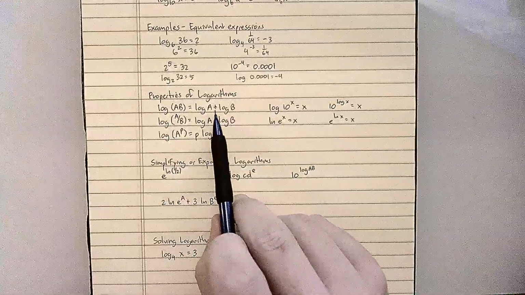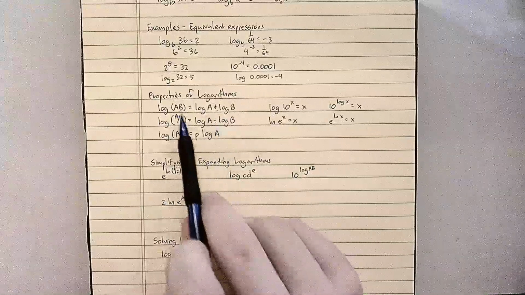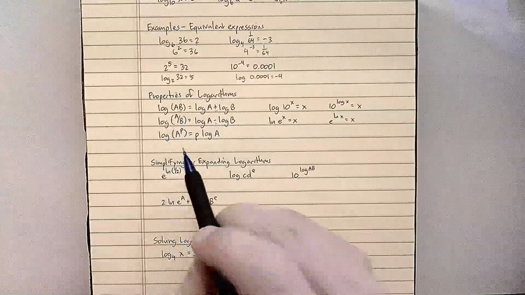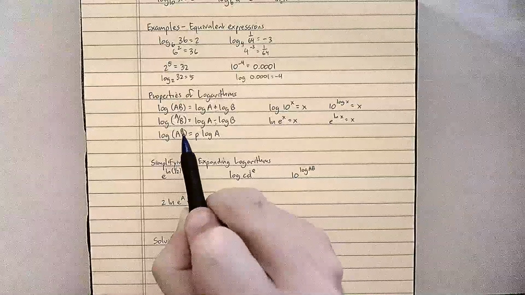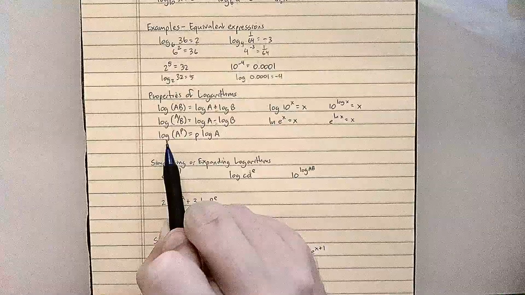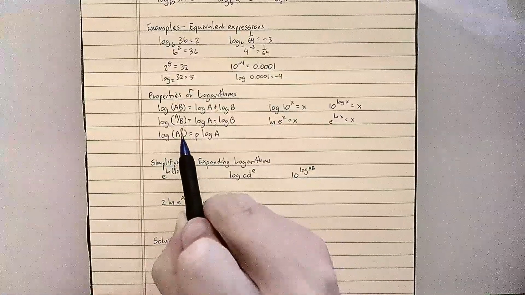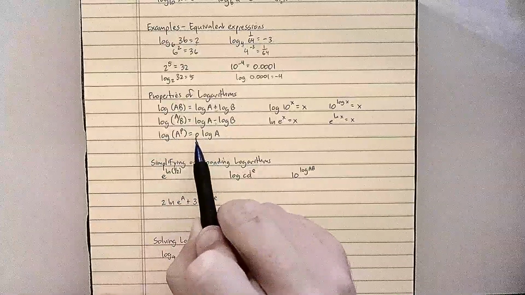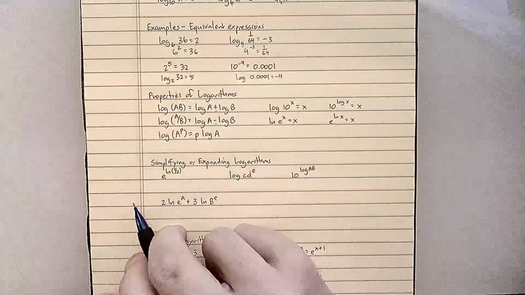So make sure that we know the difference here. We get a plus sign when it's a product, but a minus sign when it's a quotient. And then if I have an exponent, so a raised to the p power, we're going to take the logarithm of that. We're going to be able to take that exponent and put it out in front of the logarithm. So it becomes p log of a.